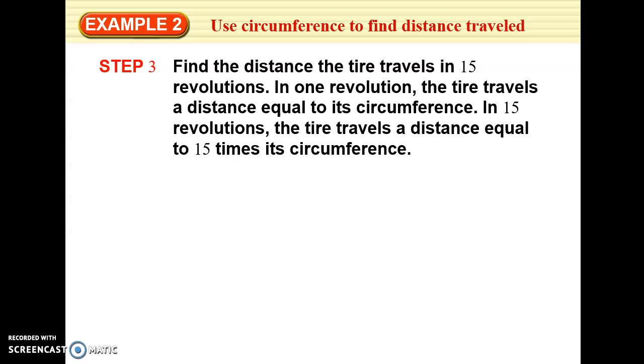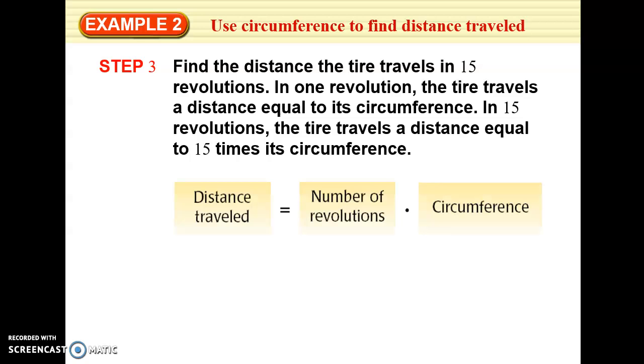Now, let's see this relation that we have. The distance traveled is equal to the number of revolutions times the circumference. I mean, imagine that we have a circumference of 1 meter. For every revolution, it advances 1 meter. If we have a tire that has a circumference of 2 meters, for every revolution, 2 meters. In 2 revolutions will be 4, and so on. Now we know that it's 15 revolutions. We know the circumference. Now we only have to multiply.